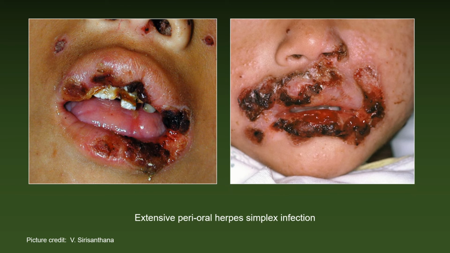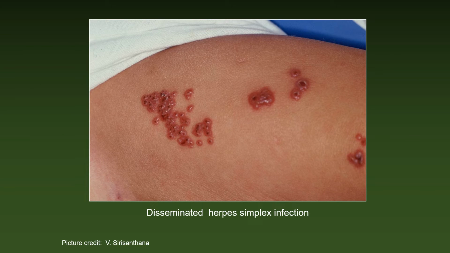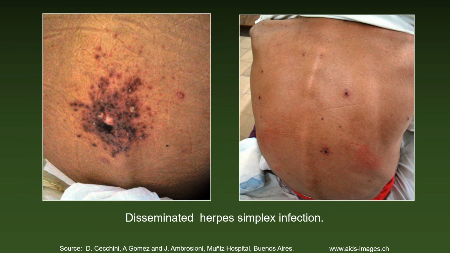Primary HSV infection in HIV-infected children can be severe and extend beyond the mouth. HSV can disseminate. Here is an example in a child. Individually, these lesions look identical to herpes zoster, but they don't exhibit the typical dermatomal pattern of zoster. Another example of disseminated herpes simplex in an adult.